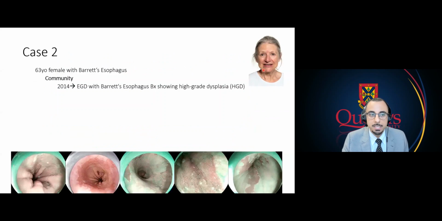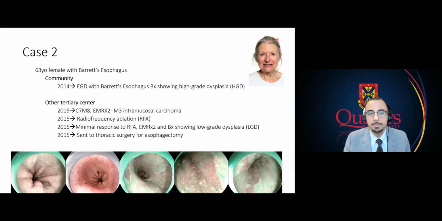The next case is a 63-year-old lady with a history of Barrett's esophagus, initially discovered in the community in 2014. And endoscopy at that time showed, and biopsy showed high-grade dysplasia. She was then referred to another tertiary center, and they subsequently did EMR, so endoscopic mucosal resection. This just describes the length of the Barrett's, how much is circumferential, and the maximum extent. And she had intramucosal carcinoma.